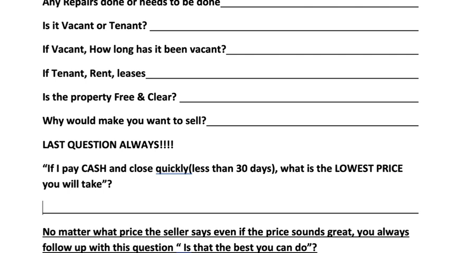The last question, all right, is: if I pay cash and close quickly, mostly in less than 30 days, what is the lowest price you would take, okay? Not how much you want, not how much you're selling it for, not how much is the property worth, not what will you take. You got to say, what is the lowest price you would take, okay? By phrasing the sentence that way, you're getting them down to their bottom line, where they're not going to try to throw out a price to see what they can get. You get them in a mind frame of the bottom line price that they want, okay?